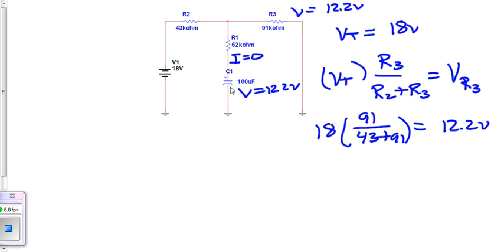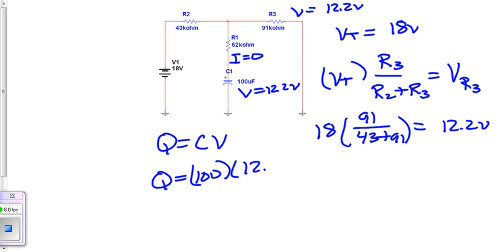Now what about the charge on the capacitor? Well, I can just do charge is equal to C times V. So I've got my charge is equal to my C, or my capacitance, is 100 microfarads. And I'll multiply that by 12.2 volts. Okay, and that gives me a charge of 1.22 times 10 to the third microcoulombs. And that's how you analyze a circuit with capacitors and resistors together.